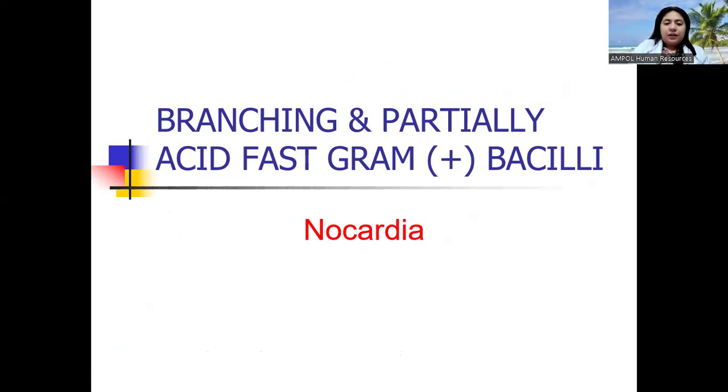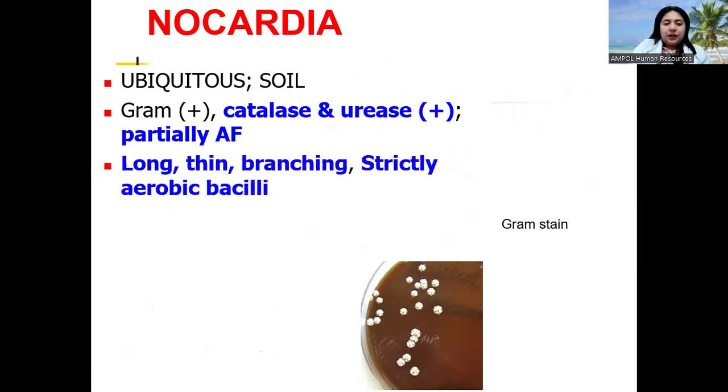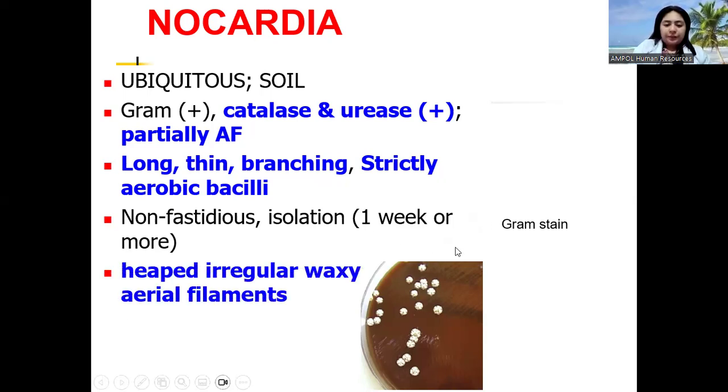Next, we have the branching and partially acid-fast gram-positive bacilli. We have Nocardia. Nocardia is gram-positive, catalase and urease positive, and partially acid-fast, so we can actually stain them through acid-fast staining. They are ubiquitous and saprophytic, found in soil. They are non-fastidious, so they grow easily on isolation. You will see hairy, irregular, waxy aerial filaments on your agar.